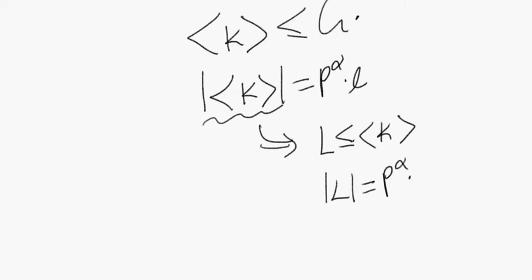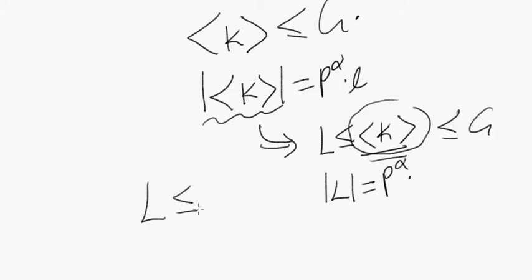And now, if L is a subgroup of the subgroup generated by k, and the subgroup generated by k is a subgroup of G, aren't we saying that L is also a subgroup of G? So haven't we then found a subgroup L of G whose order is p to the alpha? Okay.